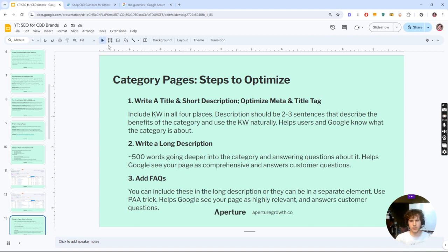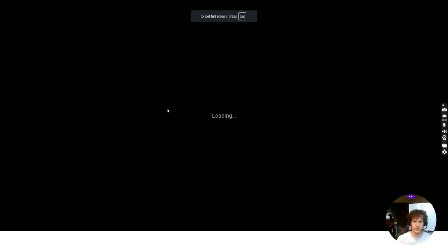Okay, so onward. Once you have these elements done, I'll point these things out on a page in a second. I know it's a little bit confusing as I'm explaining it, but I'll give you an example in a second.